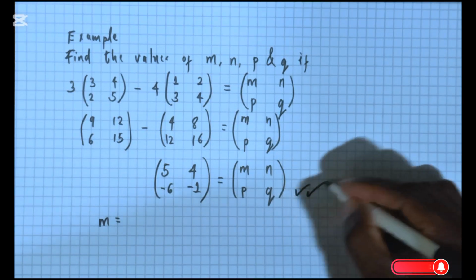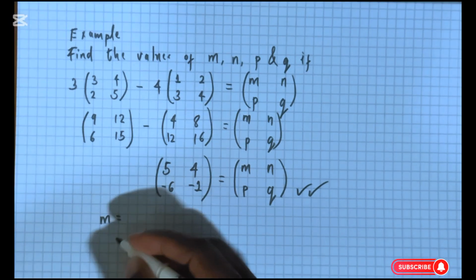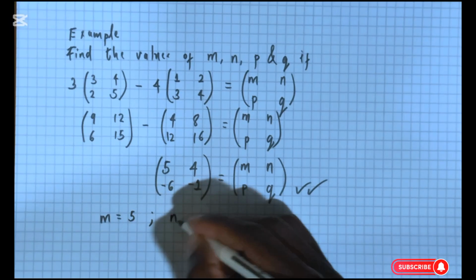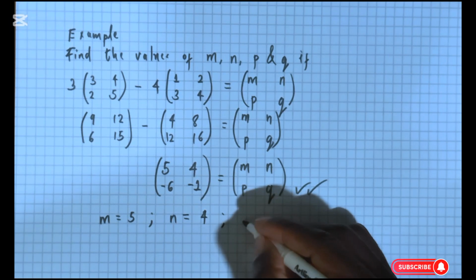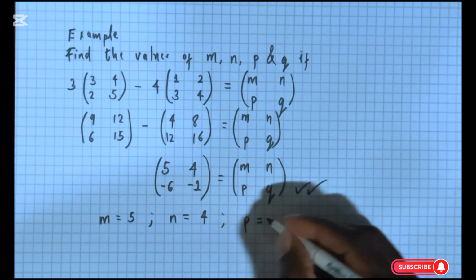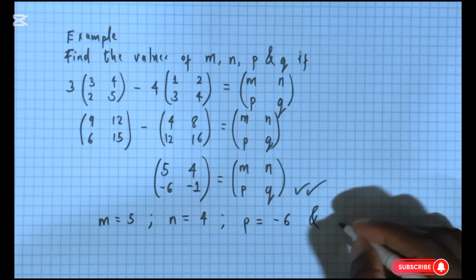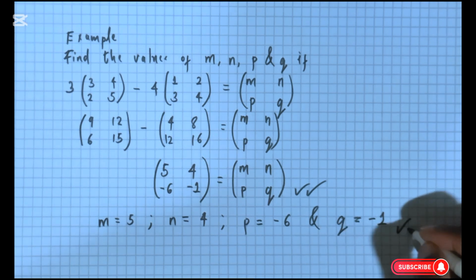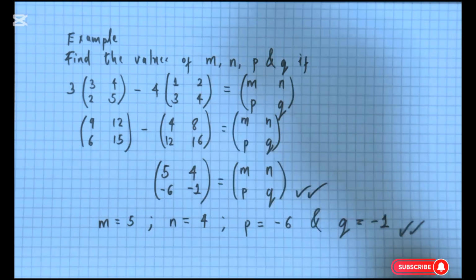Though at this particular point, your answer is correct. But anyways, the value of M will be given as 5. The value of N will be given as 4. The value of P will be given as -6. And the value of Q will be given as -1. So that's it for that one. Let us do the last example, then call it a day.